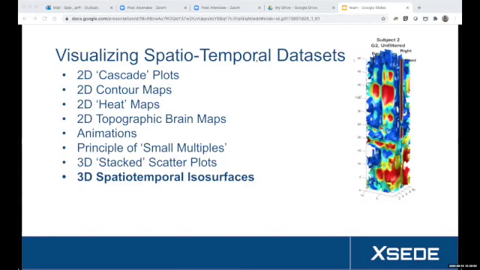But the focus of my presentation is on visualizing spatio-temporal data sets and trying to visualize the entire data set at a single time. I'll be reviewing the list of methods listed here, ultimately focusing on 3-dimensional spatio-temporal isosurfaces like the one shown on the right. I'll go into greater detail as to what those are in the next few slides.